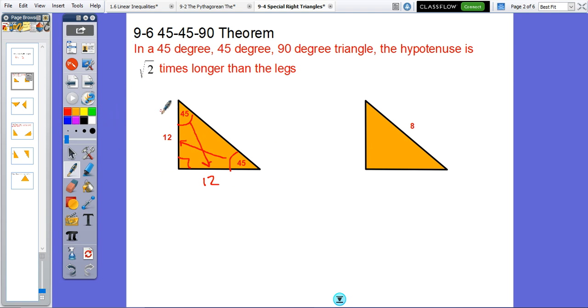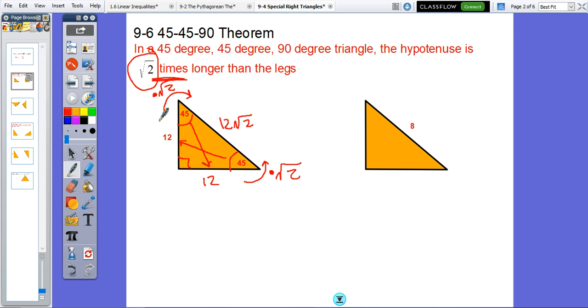But let's look at the relationship here. The relationship happens from the legs to the hypotenuse. It doesn't matter which leg you're doing because they're the same. The hypotenuse is radical 2 times more, so we're multiplying by radical 2. Since we're keeping this in exact form, we're going to avoid decimal answers. Since we have a 12, our hypotenuse here will be 12 radical 2. You really just put a radical 2 on there, and it's good.